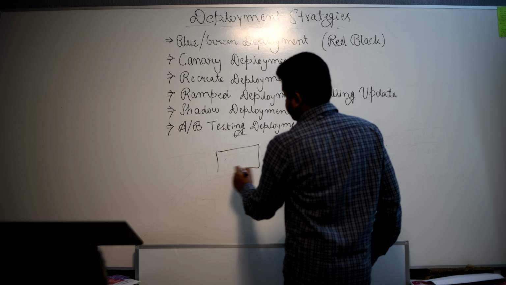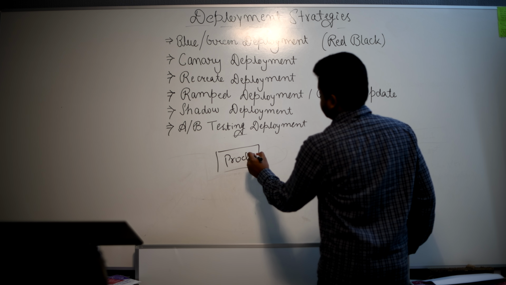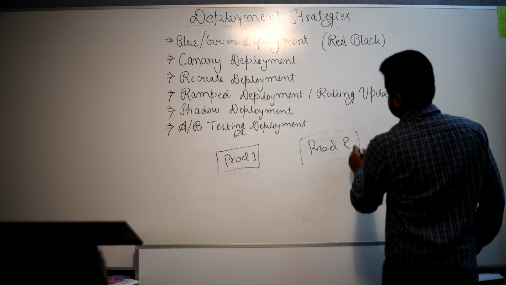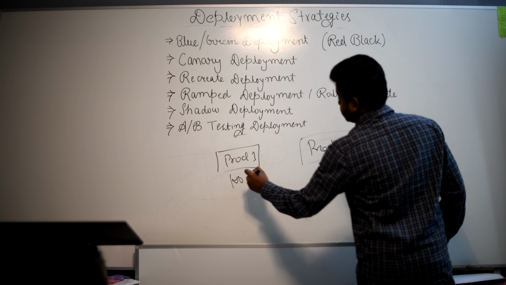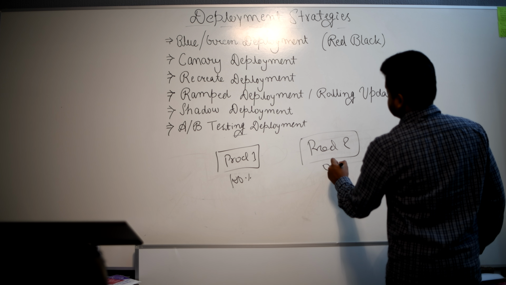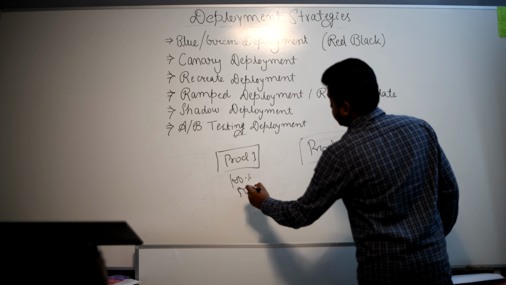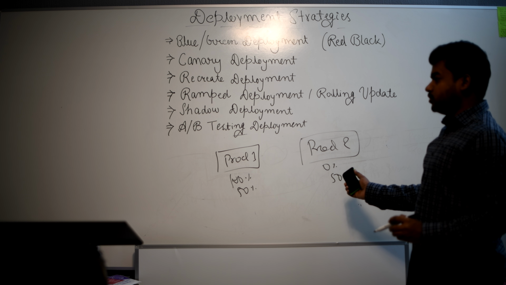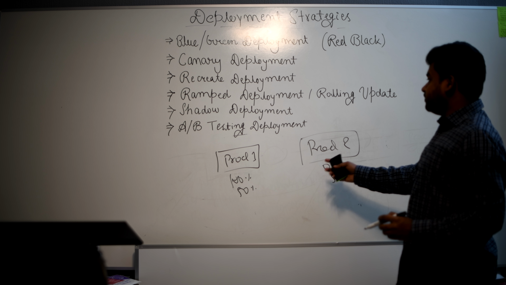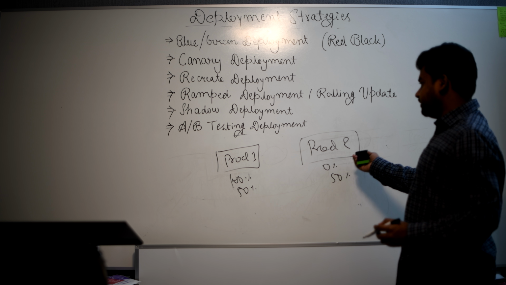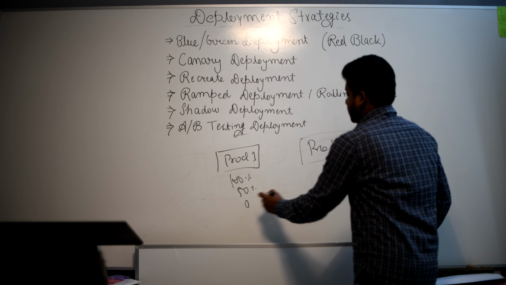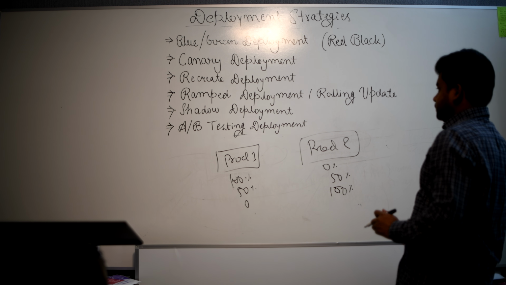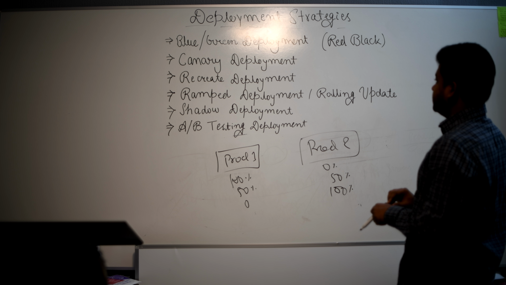In A/B testing, we have 2 production servers, prod 1 and prod 2. This has 100% traffic, this has 0% traffic. Half of the traffic stays in prod 1, and we move half of the traffic to prod 2. And we will observe, we will do some testing, and if everything is fine, we will move 100% traffic to prod 2. So this is A/B testing.